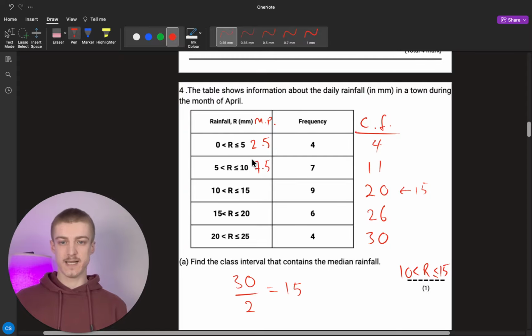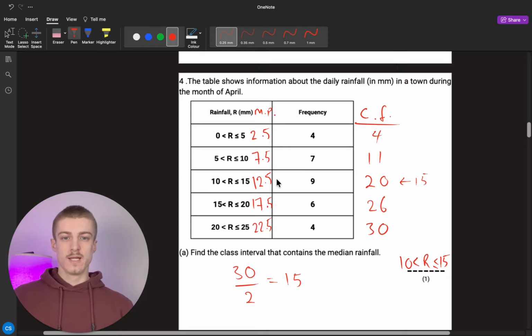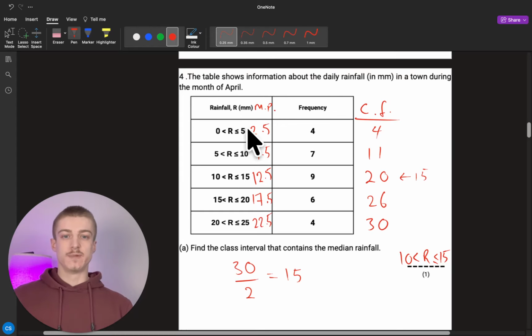And each class interval has a different midpoint, to get 12.5, 17.5, and then 22.5 there. Now we need to incorporate the frequency with these midpoints, so we're going to multiply each midpoint by the frequency.